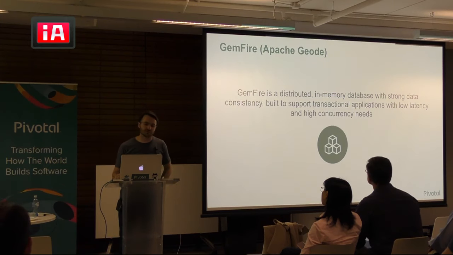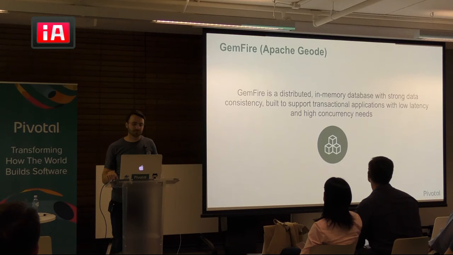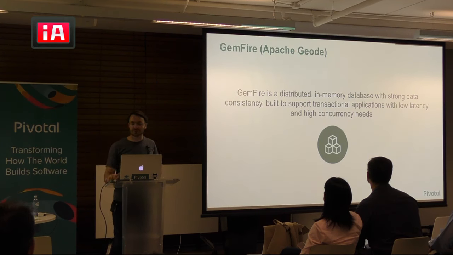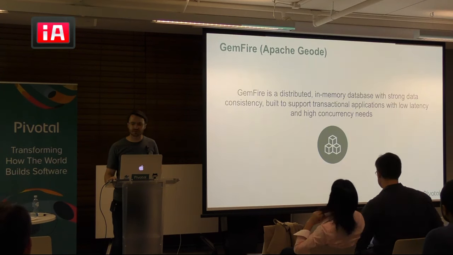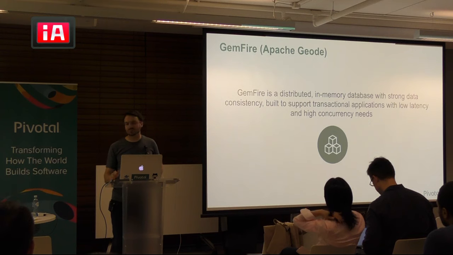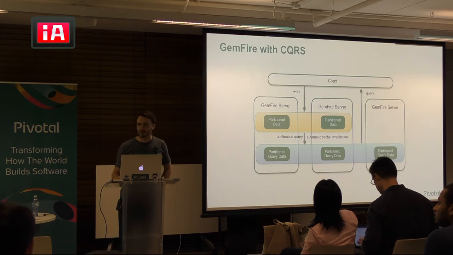I just wanted to briefly talk about GemFire. GemFire is a product that we have at Pivotal that lends itself nicely to CQRS. It just happened to be so. GemFire is a distributed memory database with strong data consistency. It's linearly scalable and was designed for low latency transactional applications and high concurrency needs. You can think about applications with a couple of million users using this database. It's an in-memory object store.